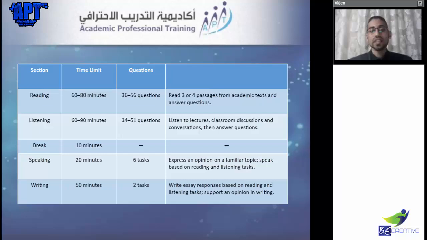Now, as we can see from the table, all of them are timed. All of them have a specific time. And I have a 2-minute break. So we start with the reading part. We start with the reading part. It lasts from 60 to 80 minutes.